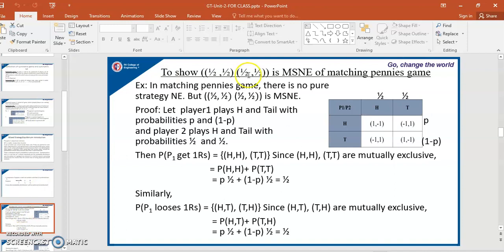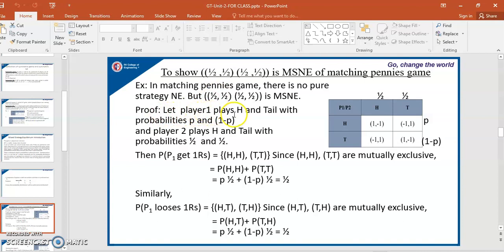Now, let us see how to show that half-half is a MSNE of a matching pennies game. Here we know that in the matching pennies game there is no pure strategy Nash equilibrium, but half-half is a mixed strategy Nash equilibrium. So, what we do here is we assume that one player has this strategy and we arrive at the other player playing with this strategy. So, let us start with the proof.